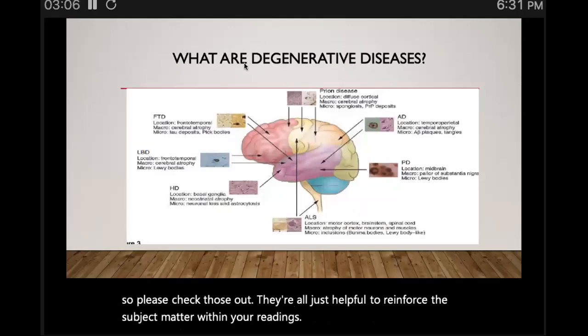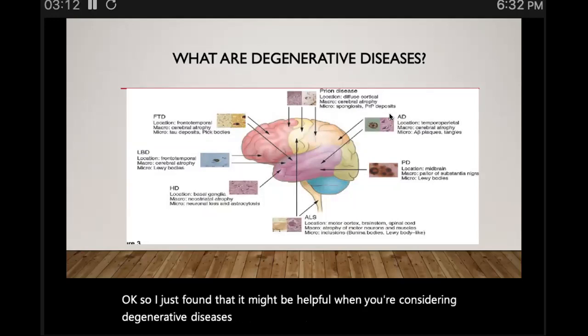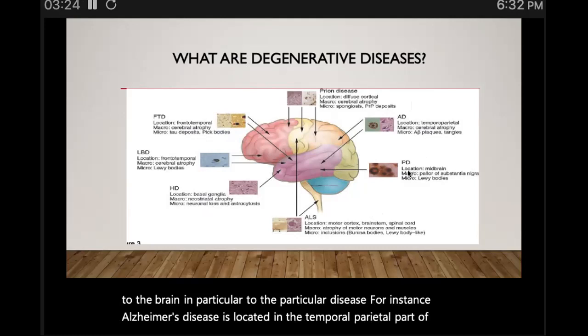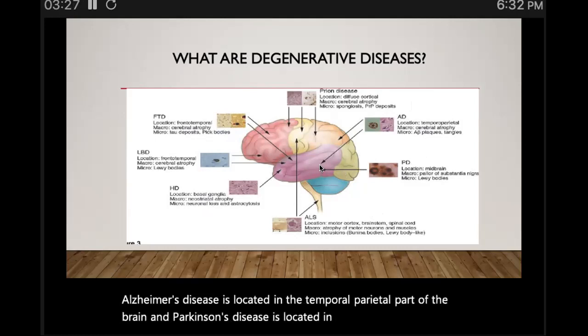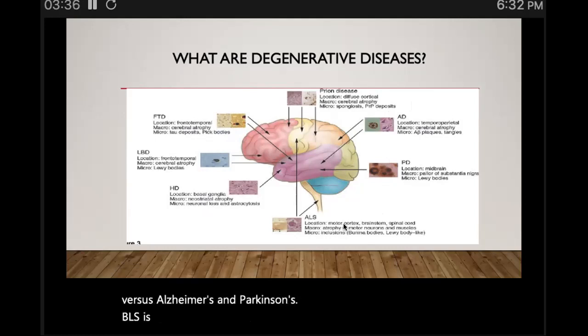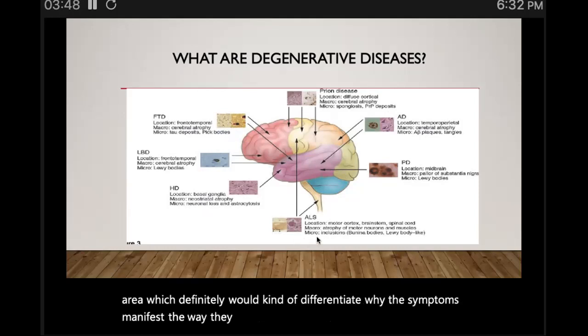Okay, so I found that it might be helpful, when you're considering degenerative diseases in general, to think about where they're located in the brain. For instance, Alzheimer's disease is located in the temporoparietal part of the brain, and Parkinson's disease is located in the midbrain. So these are just things to keep in mind in terms of understanding ALS versus Alzheimer's and Parkinson's. ALS is more located in the motor cortex, brainstem, and spinal cord area, which would differentiate why the symptoms manifest the way they do in ALS versus PD and AD.